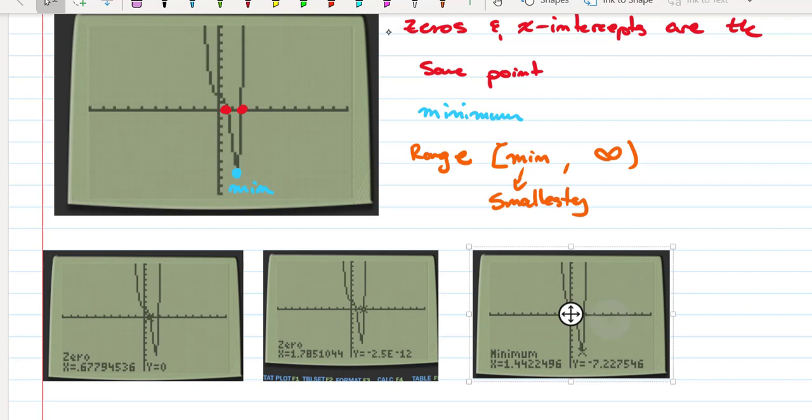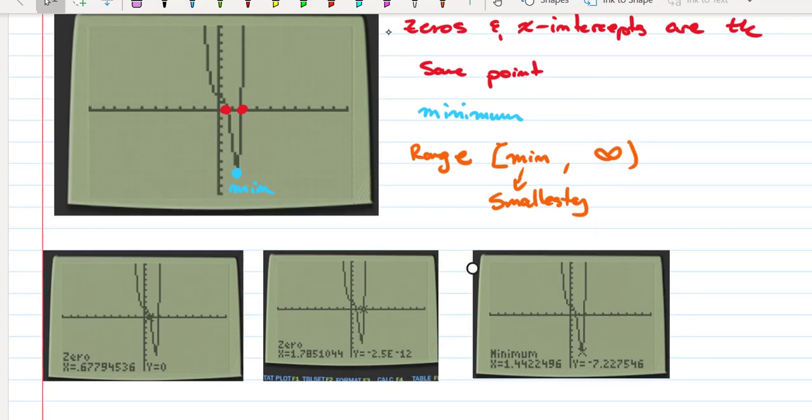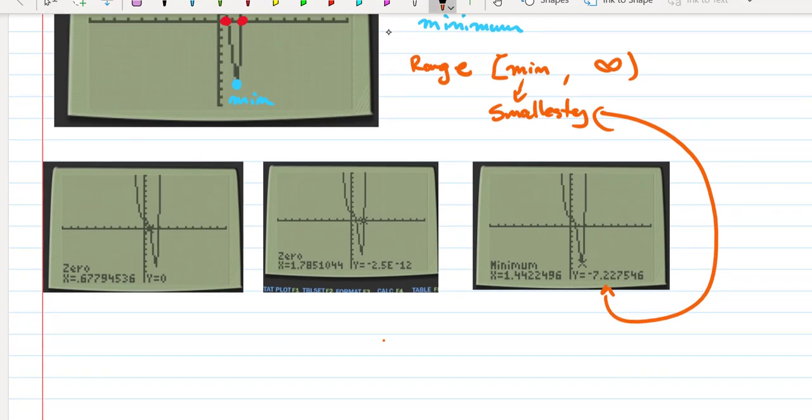So this will enable me to find my smallest y, because my smallest y is at the minimum. So then this will allow me to answer the range question. So the range is going to be from negative 7.23, I'll round it to 2 decimal places, to positive infinity.